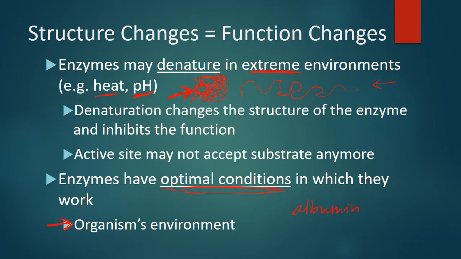So an organism's environment, if an organism has enzymes, which it does because they catalyze the reactions, then they have a specific environment that they work best in. So usually it's a specific heat or a pH that they work best in. So generally these two things are the biggest factors. So heat or pH, one of those things change and you could change the total functionality of your enzyme.